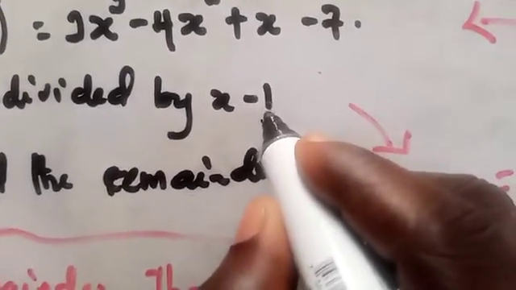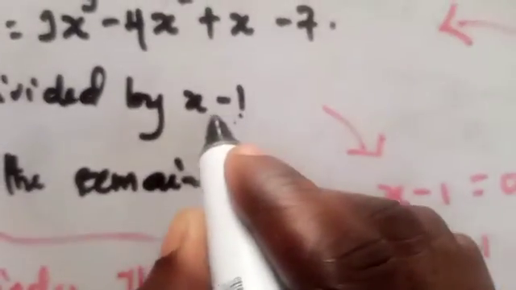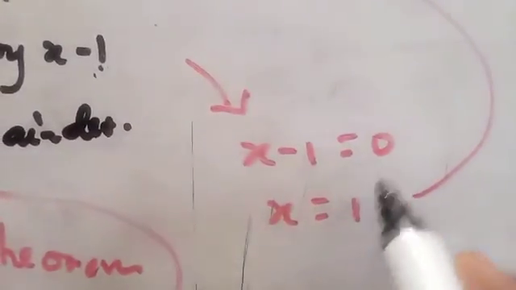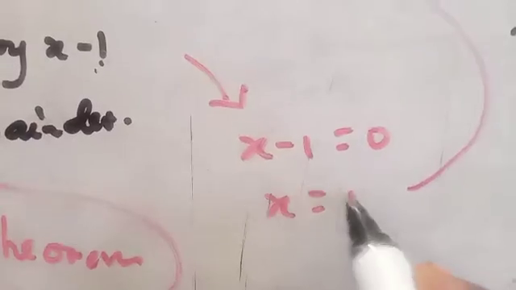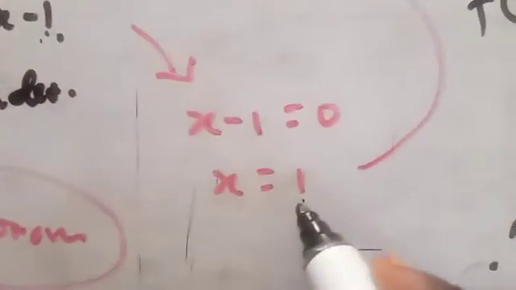So the way of doing that is that the first step, you have to solve this. You equate what you are dividing by to 0. So you have to solve it. That is x minus 1 equal to 0. You have your x to be what? To be 1, right? So the first thing is that you have to solve this here. If you solve, you have your x to be 1.